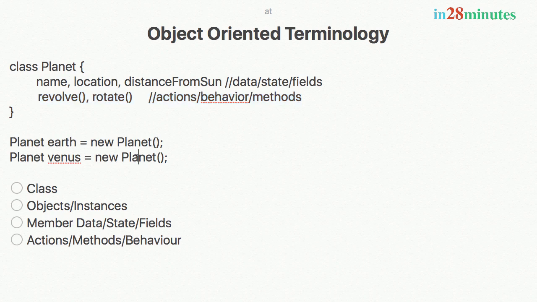The idea behind this video was to give you a quick introduction to all the terminology related to object-oriented programming. So a class is a template, an object is an instance of that template. The member data is what data an object can contain, and behavior or actions are what are the methods that can be called on a specific object.